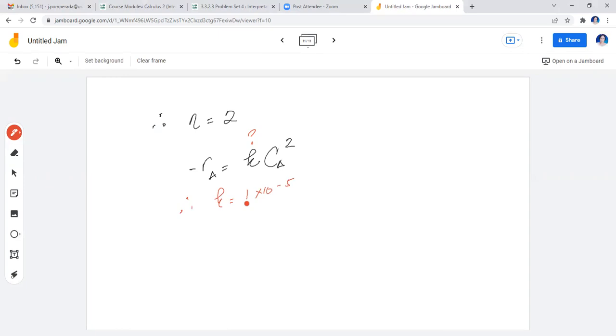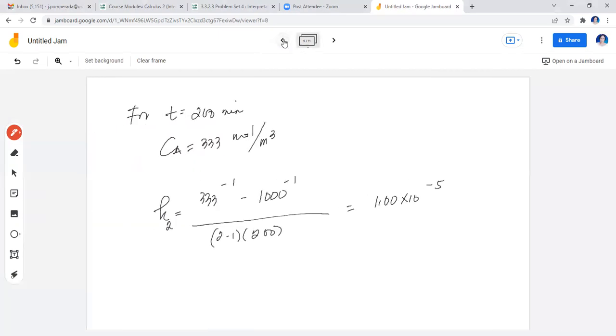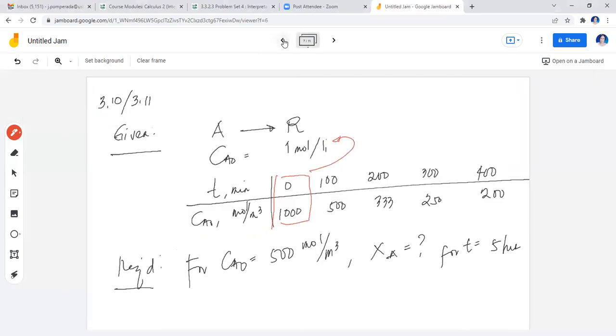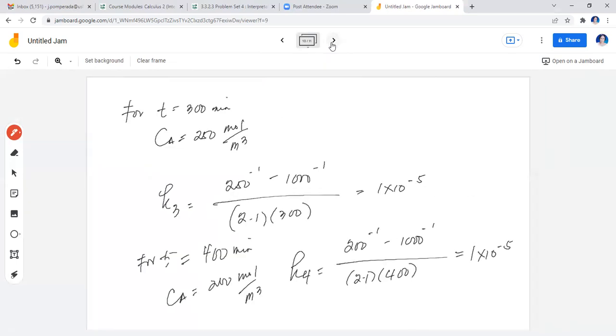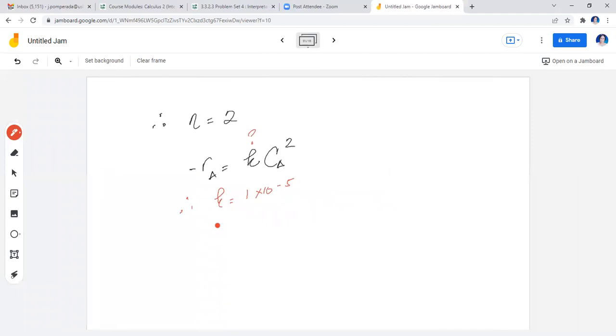So, you have K equal to 1 times 10 raised to negative 5. Now, how do we find what the problem is asking? John Albert, the problem is asking for the conversion after 5 hours if this is the initial concentration. By the way, John Albert, what is our set of units for K? It's second order.